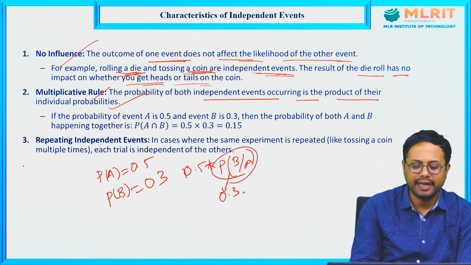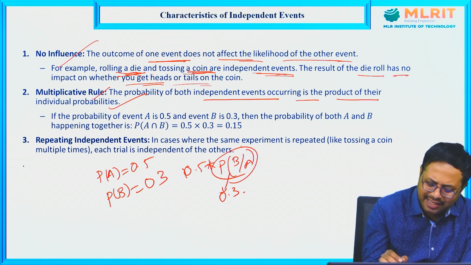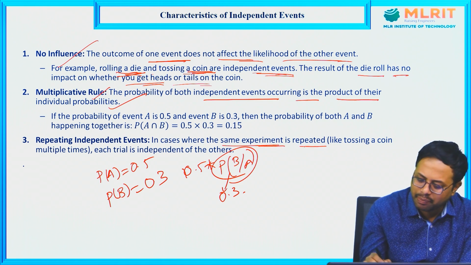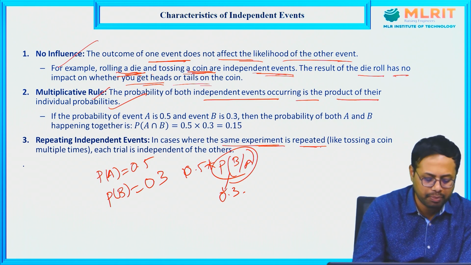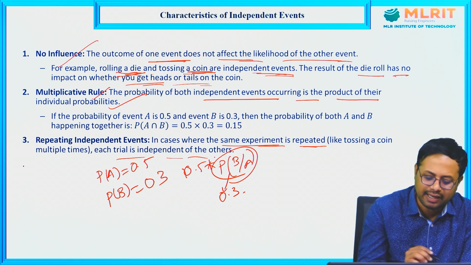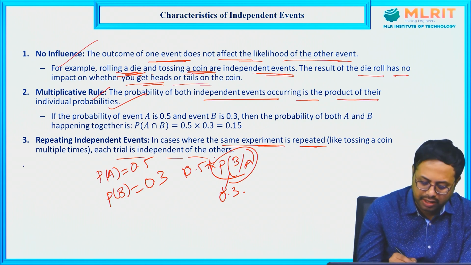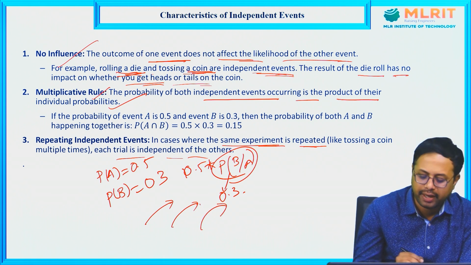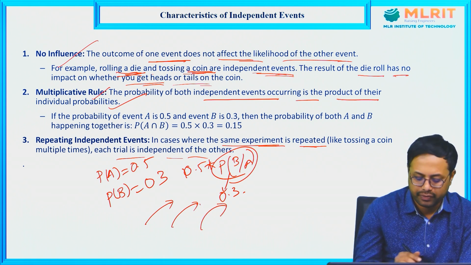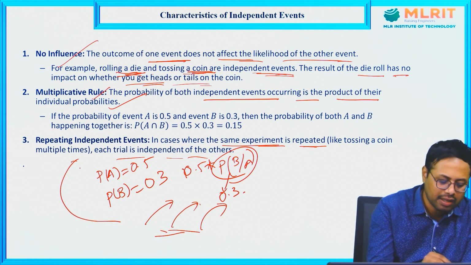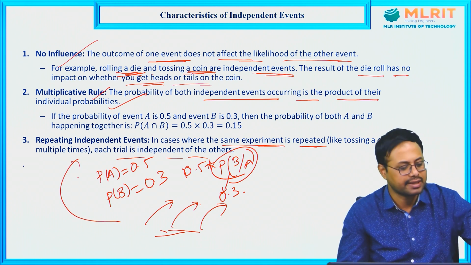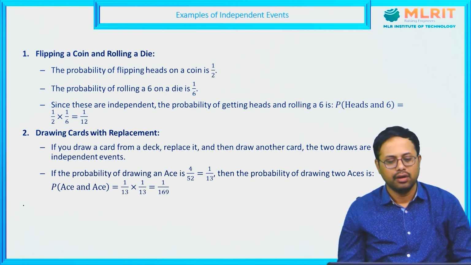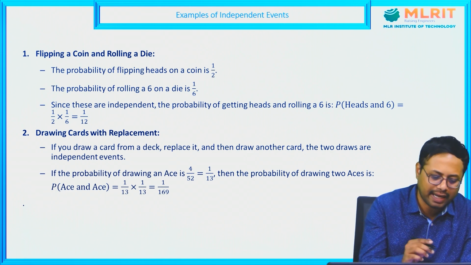Next, repeating independent events. In this case the same experiment is repeated, like tossing a coin multiple times, and each trial is independent of the others. Tossing the first coin is not depending upon tossing the second coin. Tossing the second coin is not depending upon tossing the third coin. This type of example also comes under independent events. Now we'll take some examples so you'll have clarity about that.